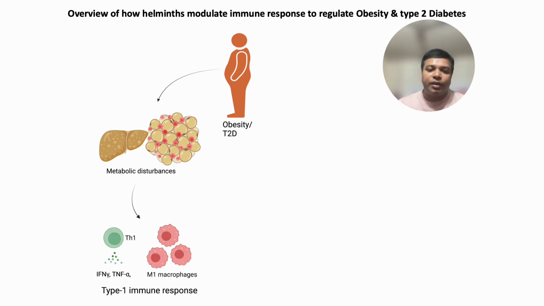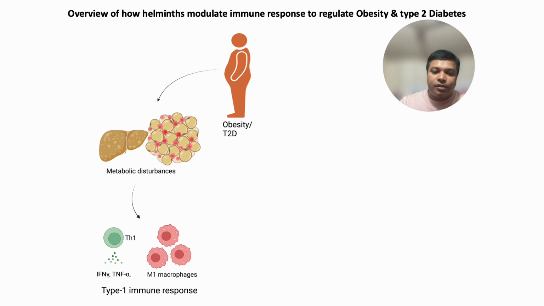This inflammation is characterized by excessive infiltration of a special type of macrophages, called M1, or inflammatory macrophages, that are responsible for chronic inflammation in different tissues, including adipose tissue. At the same time, there is another type of cell, the T cell, especially Th1 cells, type 1 helper T cells, that secrete cytokines like interferon gamma and TNF alpha, that is tumor necrosis factor alpha. Overall, this condition is called a type 1 immune response, and that is kind of destructive.